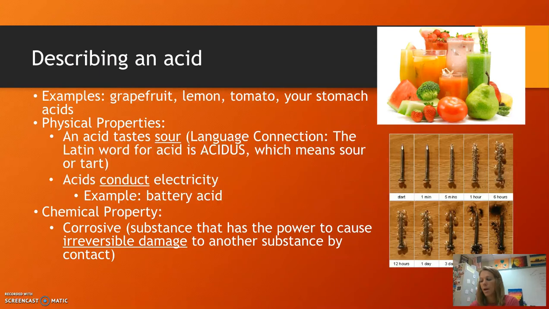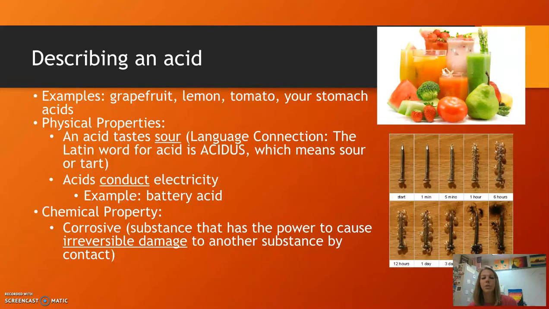All right, moving on. Make sure that you have this chart filled out. It is the last page in your notes, and it's just describing the physical and chemical properties of acids and bases. So we'll start with acid. The first is that an acid can taste sour. That is a physical property because, again, we're using an observation of taste, and we would taste that it's sour.